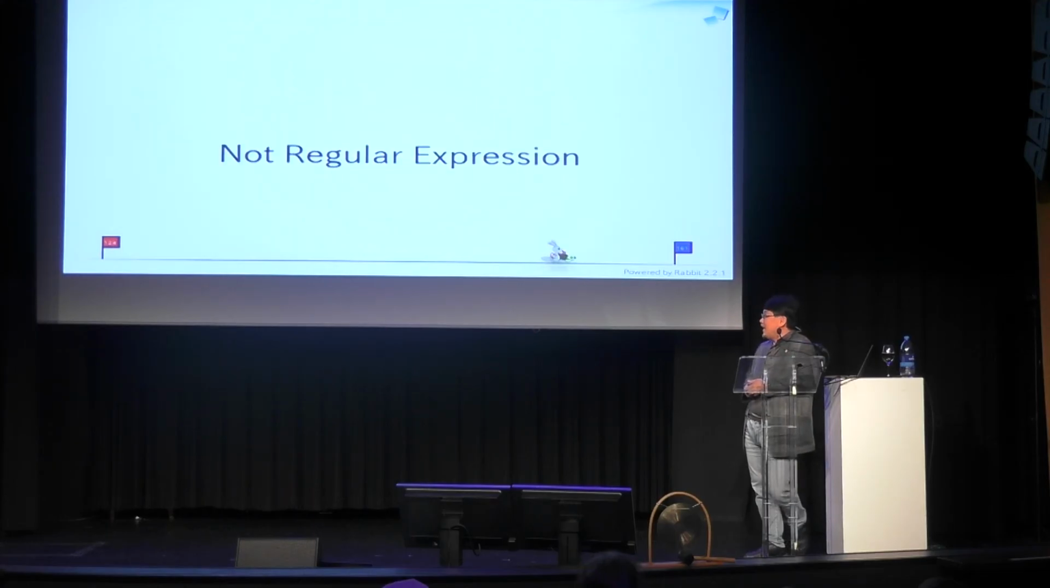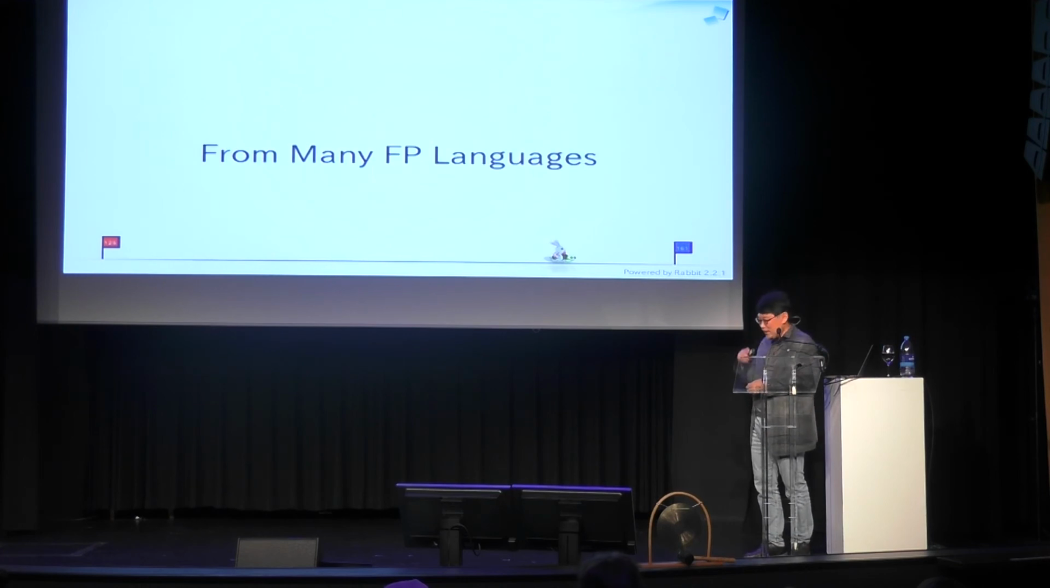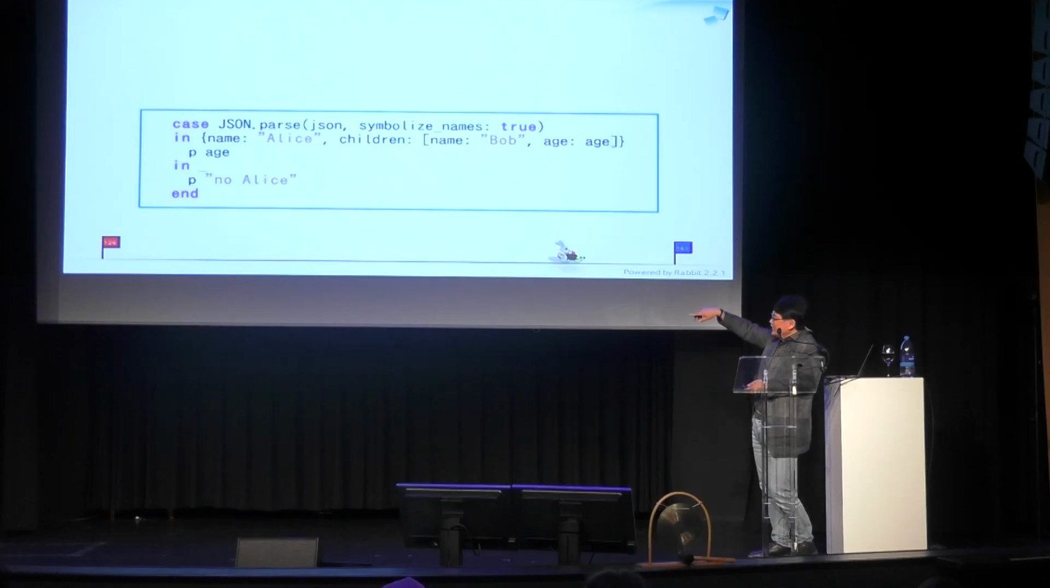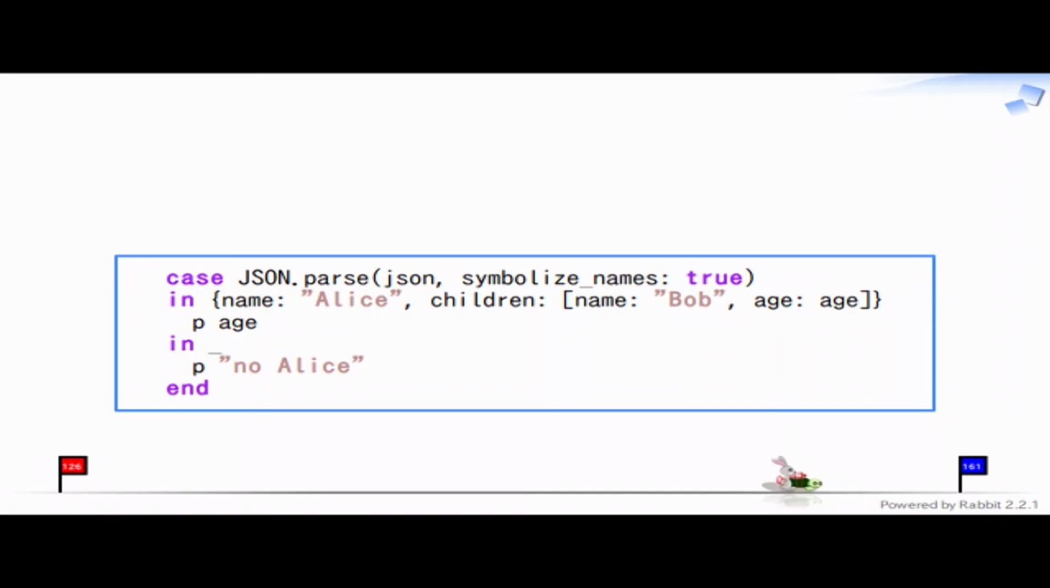Pattern matching, not regular expression, but functional programming pattern matching. So this is some kind of JSON matching example. Read the JSON file, and if the JSON data matches the name, which is Alice, and who has a child named Bob, retrieve the age. So the age of Alice's son, Bob, should be printed. Or, no, there's no Alice. This is quite straightforward.